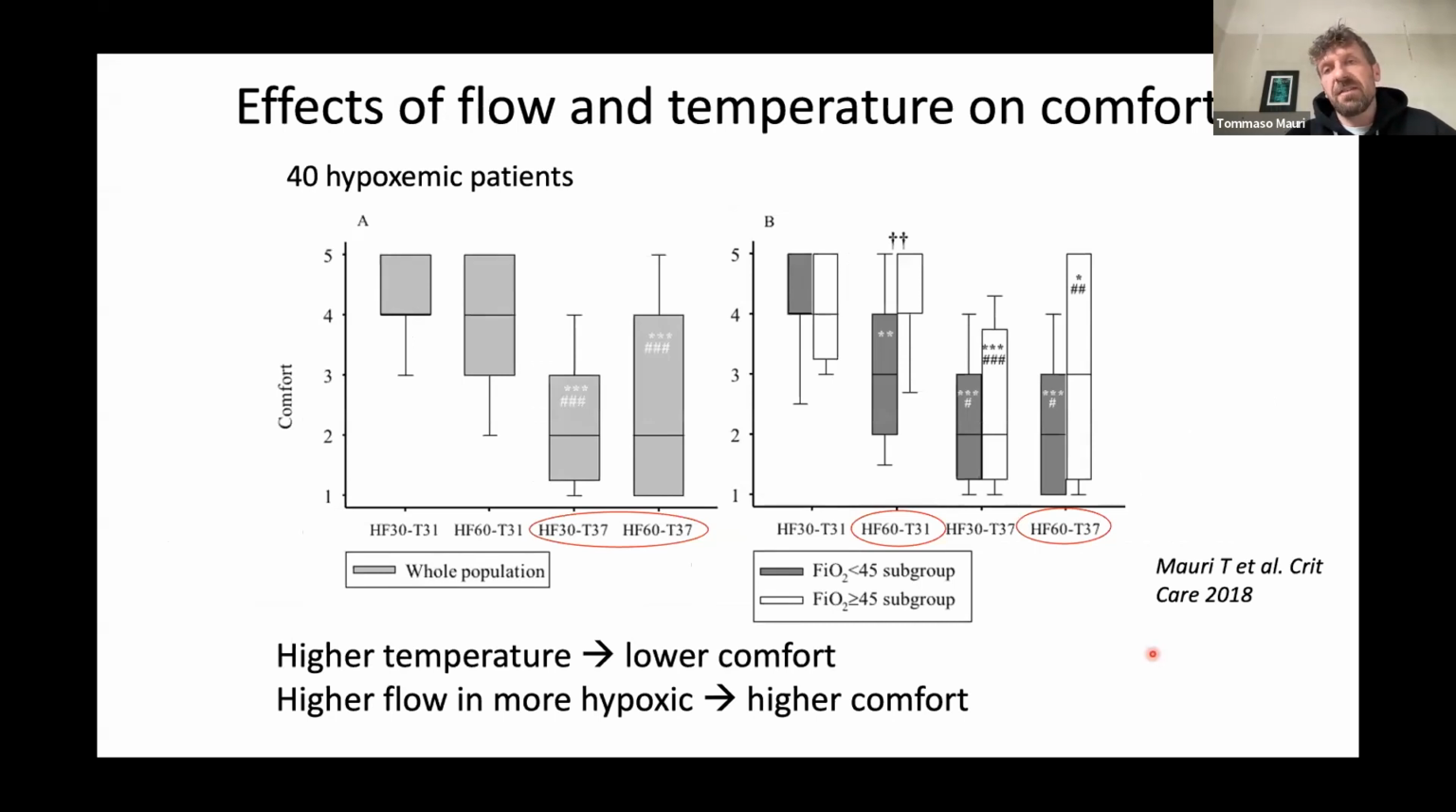Then we measured the effect on comfort as a global indicator of the effectiveness of high flow, modifying the temperature and the flow. And we saw that temperature, which is correlated with humidification, the higher the temperature could be, the better, but higher temperatures are correlated with poorer comfort. So sometimes we prefer in a hypoxemic patient to leave a higher flow, a little lower temperature, so you have all the beneficial effects of flow without the discomfort of the high temperature.